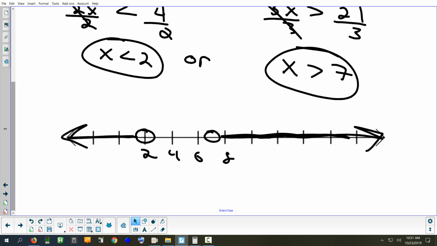And that's exactly what Kelsey said. They should be pointing away, and they are. Great. Questions before we look at the last problem?